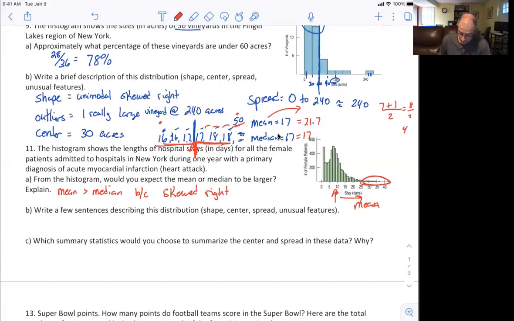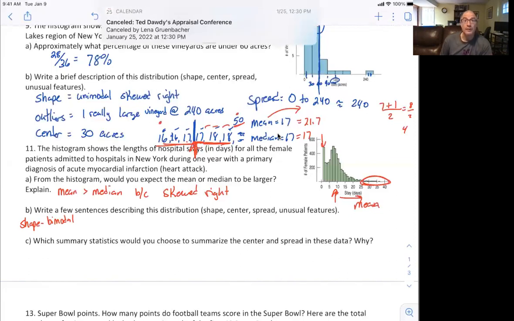Okay. All right. Write a few sentences describing the distribution. So shape, center, spread. Shape. If you want to roll with bimodal on this one, I would take bimodal because you recognize this guy right here does not fit. It's its own little separate thing here. Okay. But that's what we're going to do there.